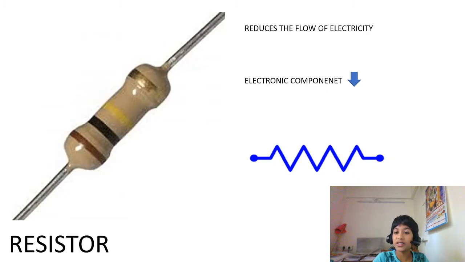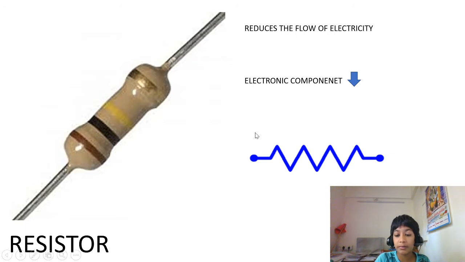First, resistor. Resistor is one of the main components of electronics. It reduces the flow of electricity. So think you're using an LED and a 9-volt battery. The LED is going to fuse because of the power coming in. But with the resistor, you can convert the 9 volts into 2 volts.